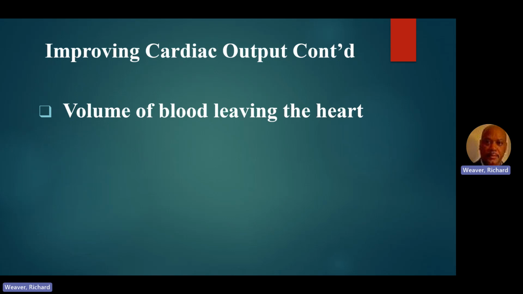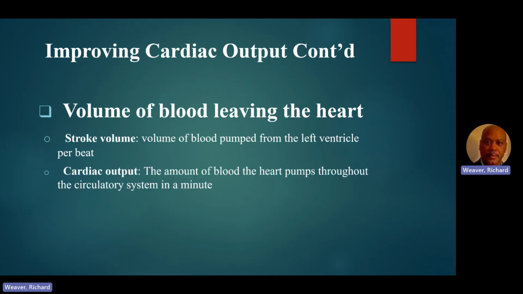Let's talk about some other terms for how we describe the volume of blood leaving the heart. One of which is stroke volume, the volume of blood pumped from the left ventricle per beat, which should be between 60 and 100 mLs. Then there is cardiac output, the amount of blood the heart pumps throughout the circulatory system in a minute. And that range is 4 to 8 liters.